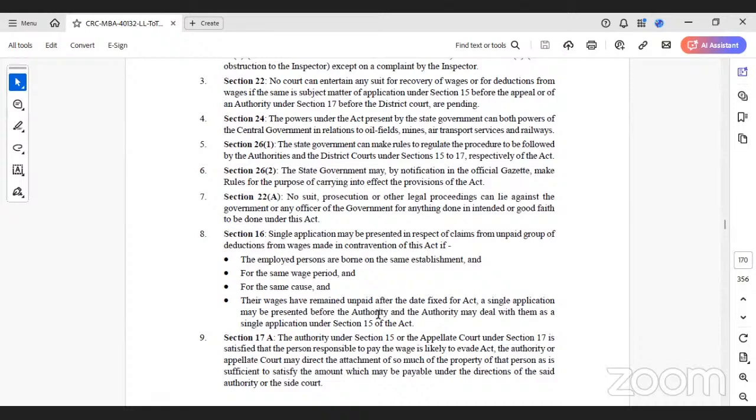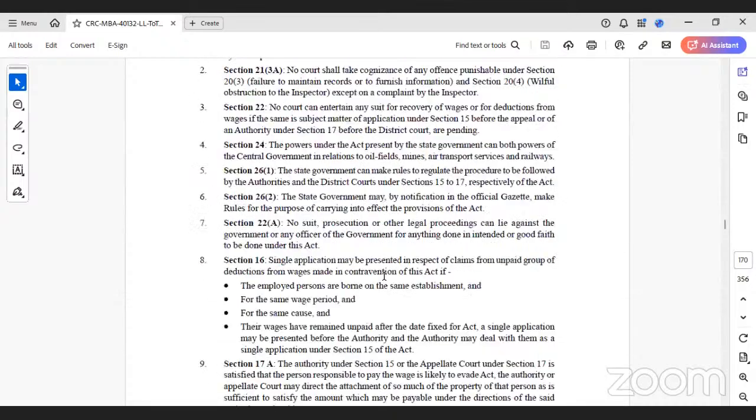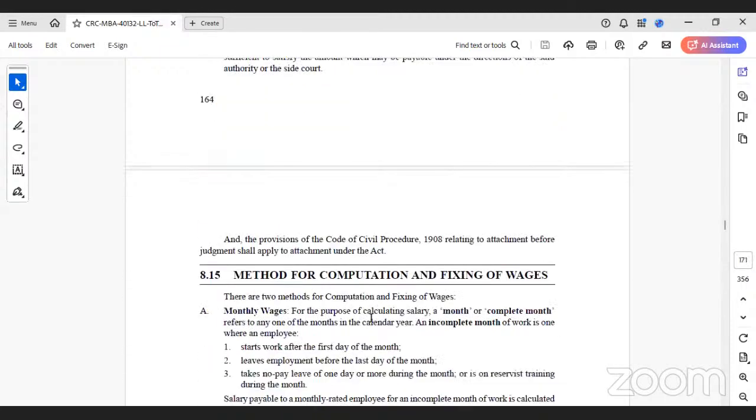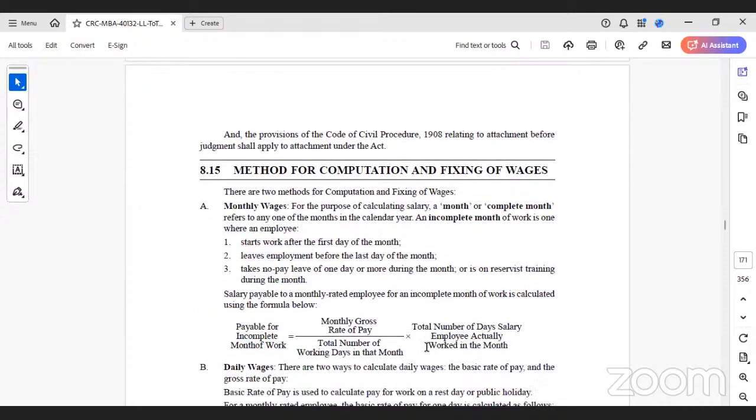or any officer of the government for anything done. So in that way, we have a different set of miscellaneous provisions which will try to protect and safeguard the interests. Now, coming to the method for computation and fixing the wages, it can be the monthly wages.